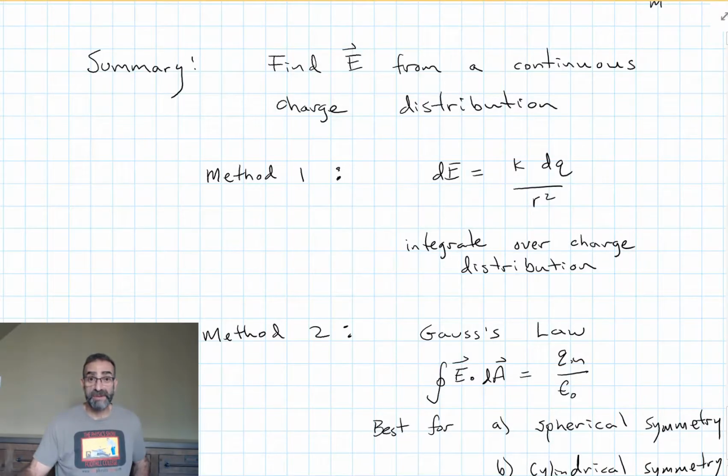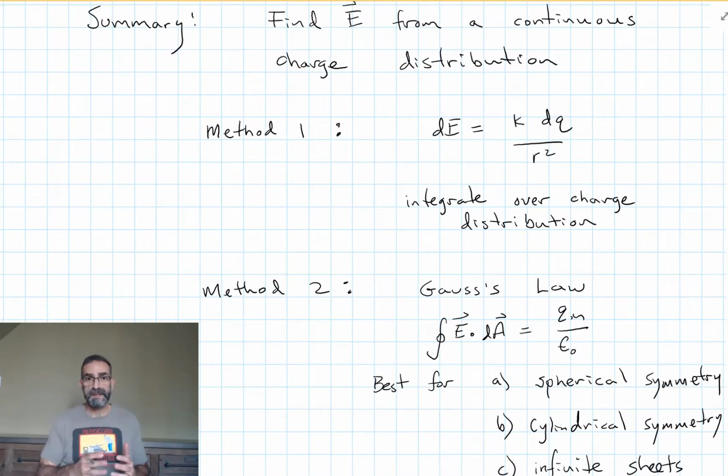Let's summarize what we've learned so far. We've done 2 chapters in our book. One technique to find the electric field from a continuous charge distribution was to treat every little tiny element of the charge, dq, like a point charge, and find its electric field, k dq over r squared, and integrate, add them all up to get the net contribution at our point of interest. Our second technique was to use Gauss's law. The integral of E dot dA over a closed surface is equal to the charge inside our surface over epsilon naught.